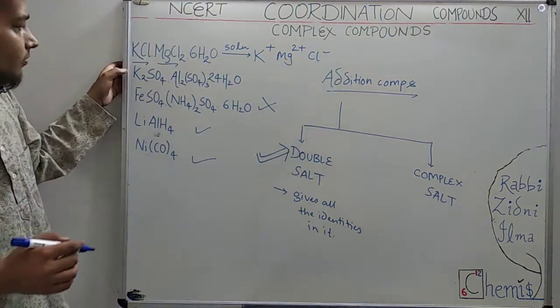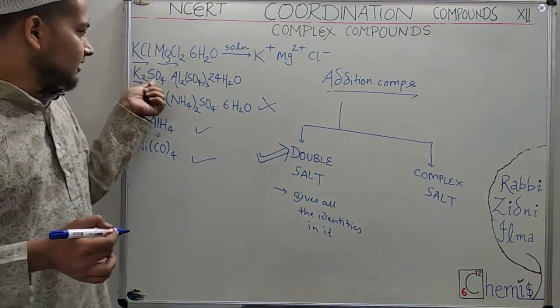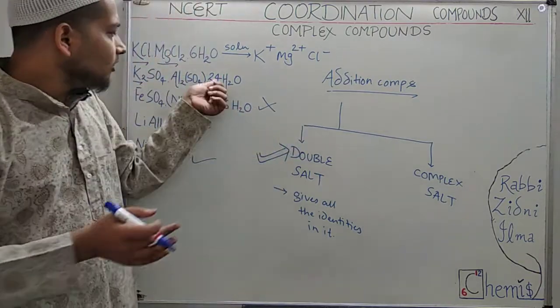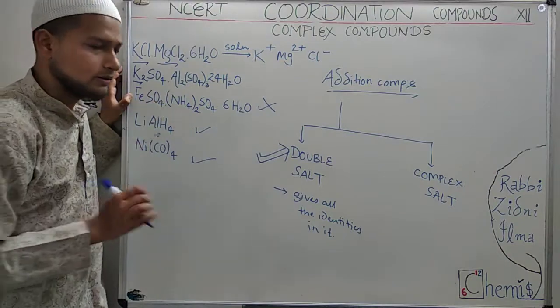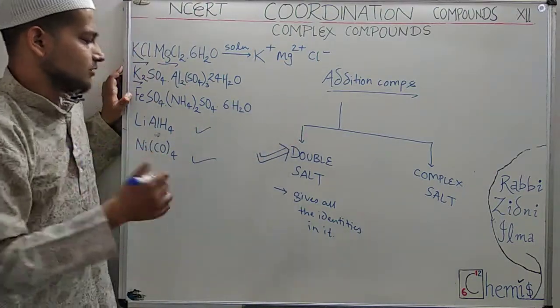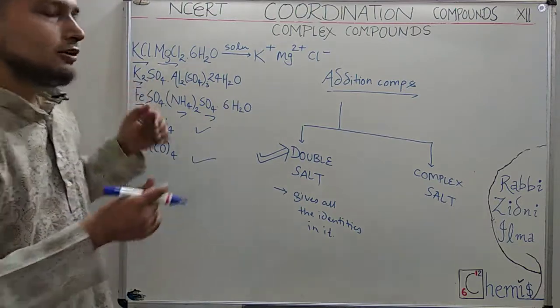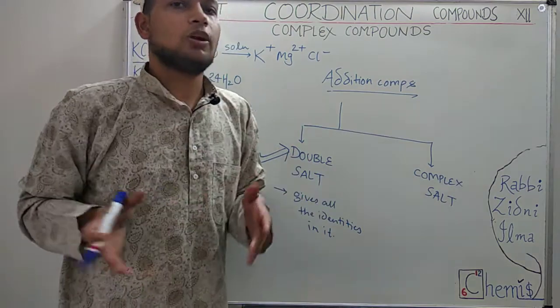Next we have alum. Alum also gives all the identities. So it gives potassium, sulfate and aluminium, and it gives a positive test for all the 3. Same goes for Mohr's salt. It also gives a positive test for ammonium, sulfate and iron, and it will not mask any of its identities. It will show us what it has.